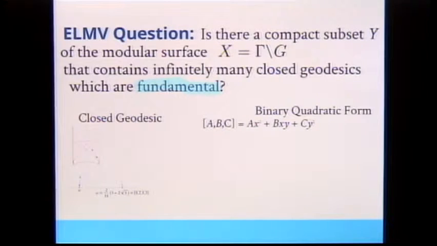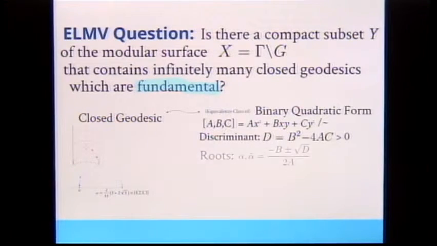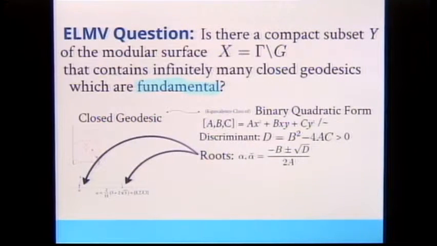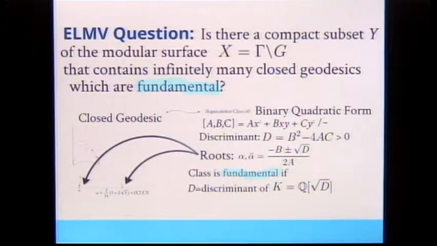There's a connection between closed geodesics and binary quadratic forms. So this is indefinite binary quadratic forms, and in fact, equivalence classes of such. And the connection is, well, a binary quadratic form has this discriminant, b squared minus 4ac. You all learn that in high school, or elementary school if you're in Hungary or something. And you take these two roots, alpha and alpha bar, you connect them, and you close up, and every closed geodesic appears this way. So we know what it means for an equivalence class of binary quadratic forms to be fundamental. It's if the discriminant is the discriminant of a real quadratic field. If you don't know what that means, just think of it as being a square-free number.